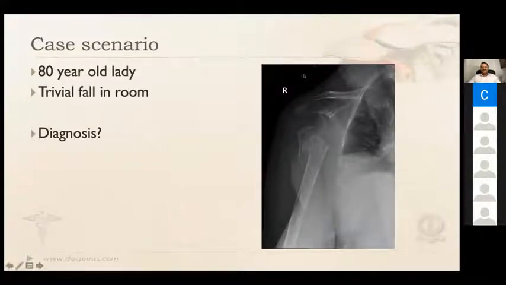Yes, you can try ORIF. Yes, arthroplasty. But you can see the head is split. I would like to see a CT scan always. I don't have a CT here. So if the CT says that this fragment is small, what would you have as a backup at least?